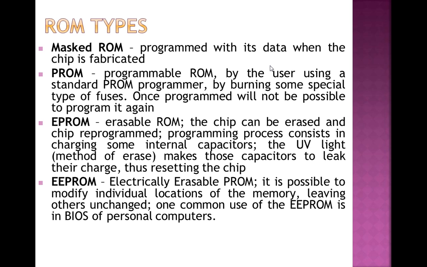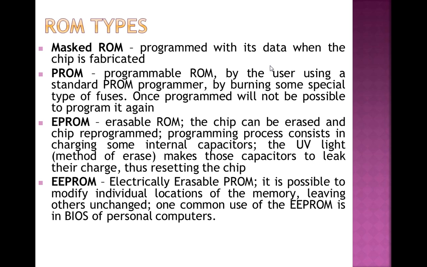Then EPROM, that is erasable programmable ROM. Whenever we write a program, it is stored in the chip. Then that chip is wasted, because once the chip is filled, the data will not be removed. But if there is a provision to erase the data, the chip can be used again by some other person or for some other purpose. That is done by the erasable ROM. This is the chip that can be erased and reprogrammed. We can use the chip again.